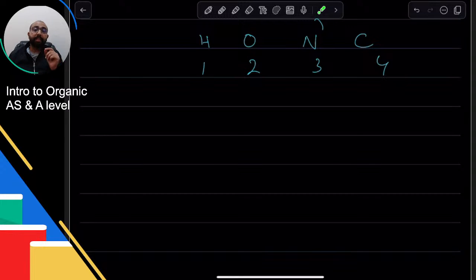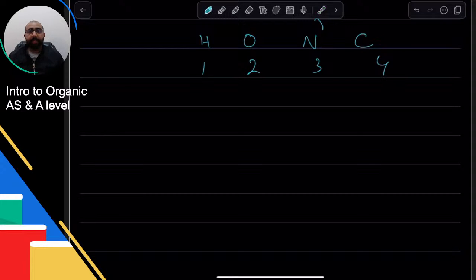Now, carbon cannot make permanent 5 bonds. Carbon can make temporary bonds. It looks like 5 bonds, but they're not technically 5 bonds. It's just that when carbon is going through a transition in an intermediate state, you will see 5 bonds. Those are shown by dotted lines.